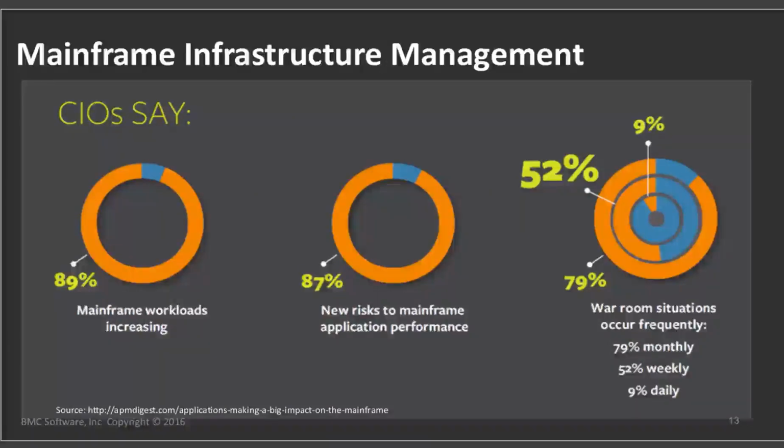And finally, looking at the CIO data, they say that 89% of them say the mainframe work is increasing. 87% say that they see new risks to the performance of mainframe applications. And maybe the most interesting one, I should have considered setting up a poll for this. Would be a thought for next time.